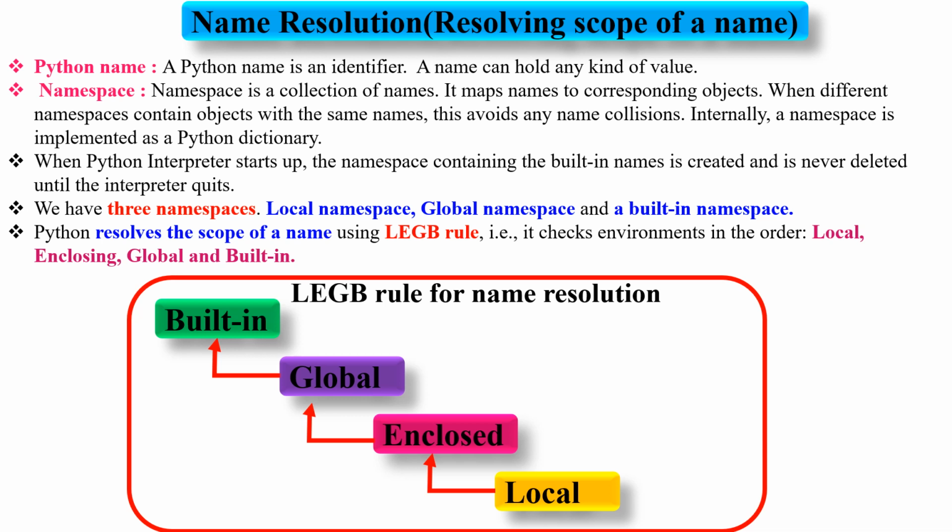And the last one is the built-in namespace. This namespace contains all the names of Python's built-in functions, keywords, and exceptions. These names are available by default and do not require any explicit import. Examples include print, len, input, etc. Python resolves the scope of a name using the LEGB rule, that is, it checks environments in the order local, enclosing, global, and built-in.